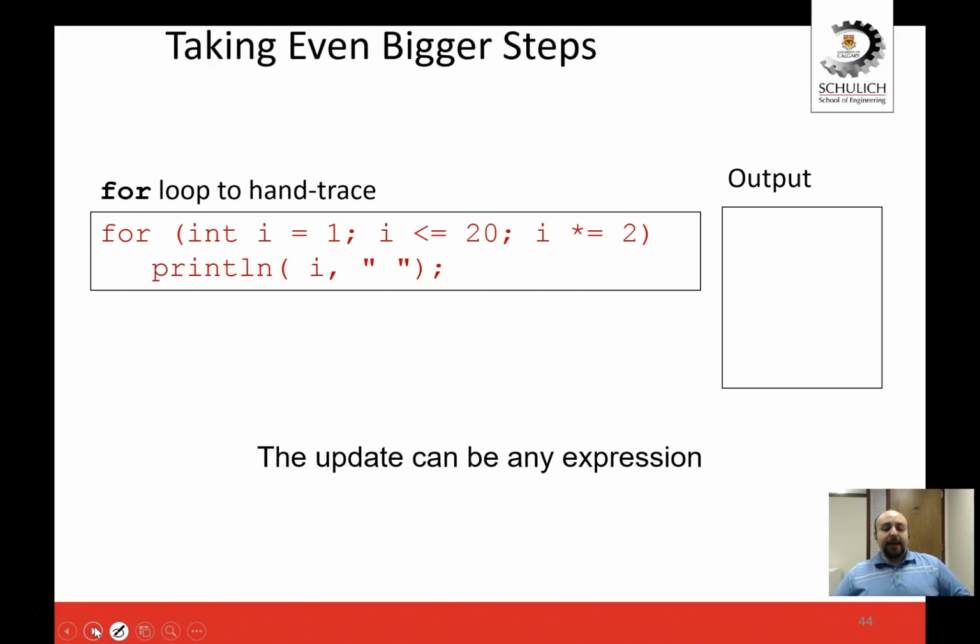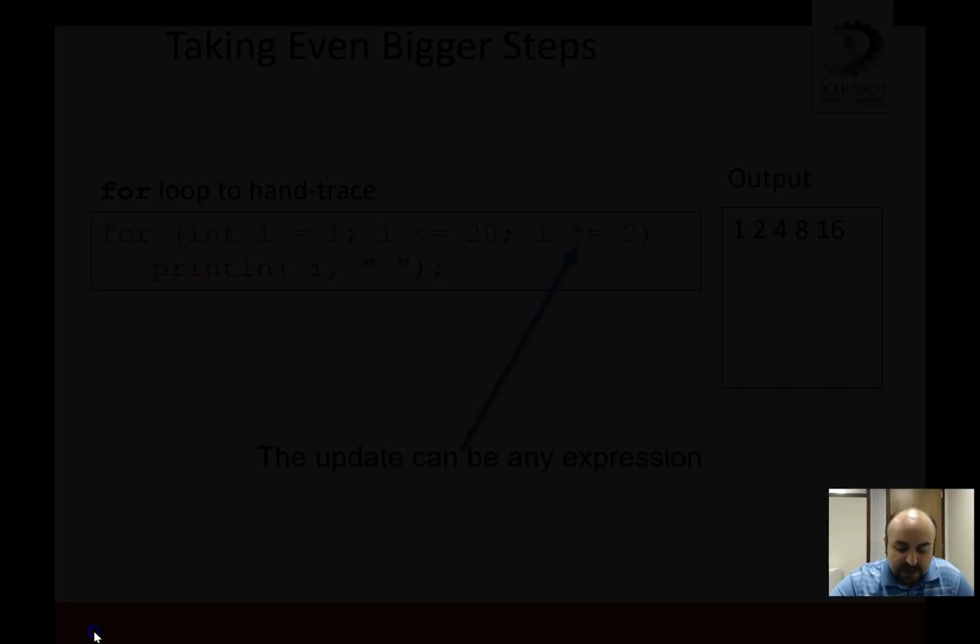All right. You could even take bigger steps. So for example, you could use other sorts of update statements here. For example, here we are saying I times 2 at each iteration. So this is going to be 1, 2, 4, 8, and 16. So I is being updated. It's not being incremented, but it's going to be a multiplication by 2 each time.